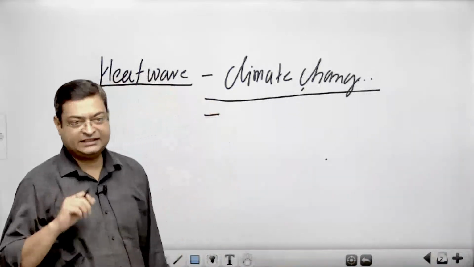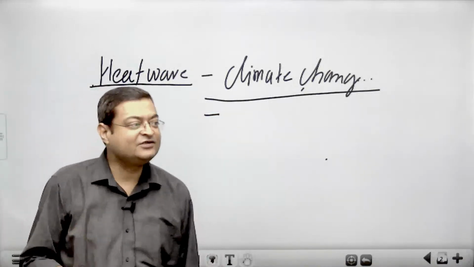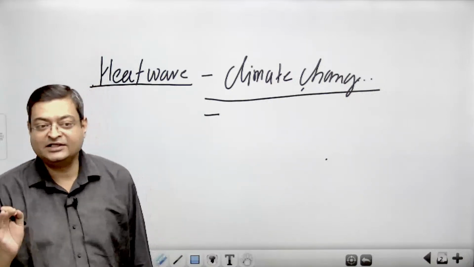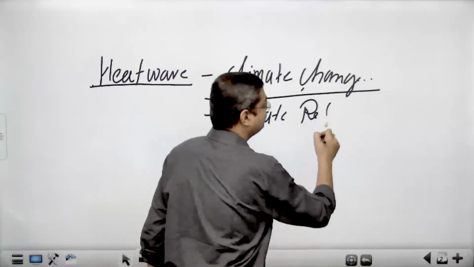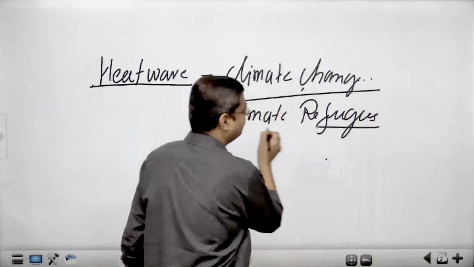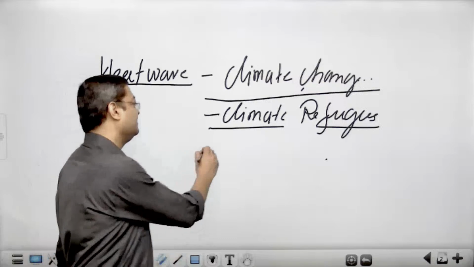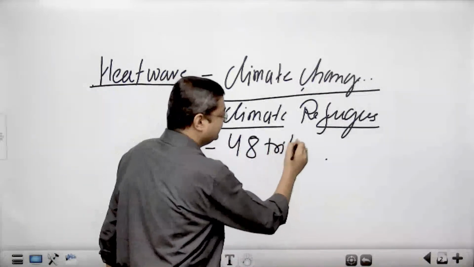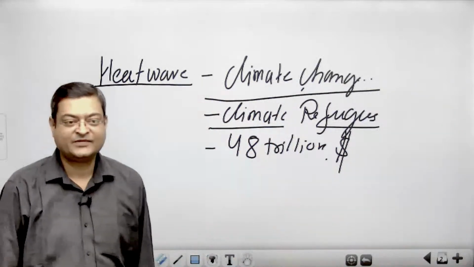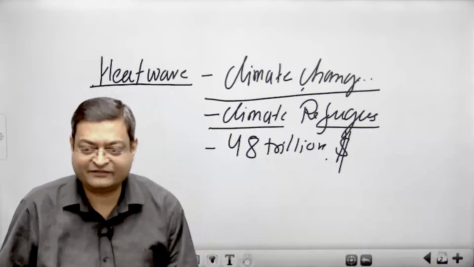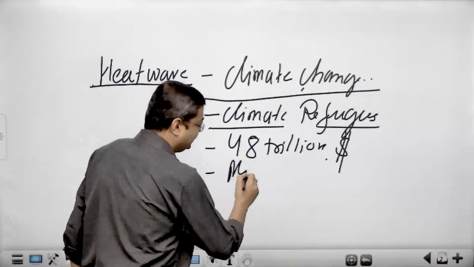If there is climate change, there will be melting of the ice caps, there will be a rise of the sea level. So there is a new term called climate refugees. Do you know what is the cost of this heat wave or the climate change? 48 trillion dollars per year. Now, if there is a concept of climate refugees, that means there will be migration. So you can relate migration.